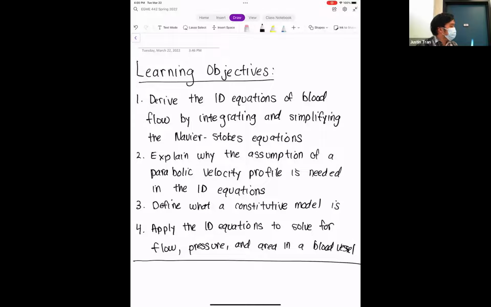Our plan for today is to continue on with our lecture notes on the 1D equations. We got about halfway through the derivation, and we're going to finish that up today. We're going to see how that's applied as well. There's going to be a little bit of MATLAB today. Nothing that you have to do, but I have a script that I want to show you that shows the 1D equations in action.